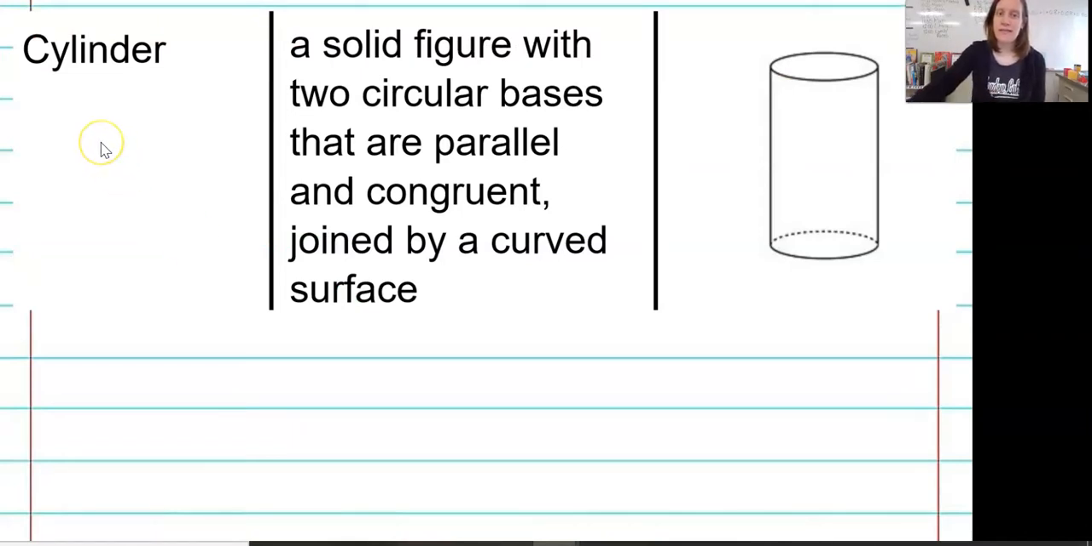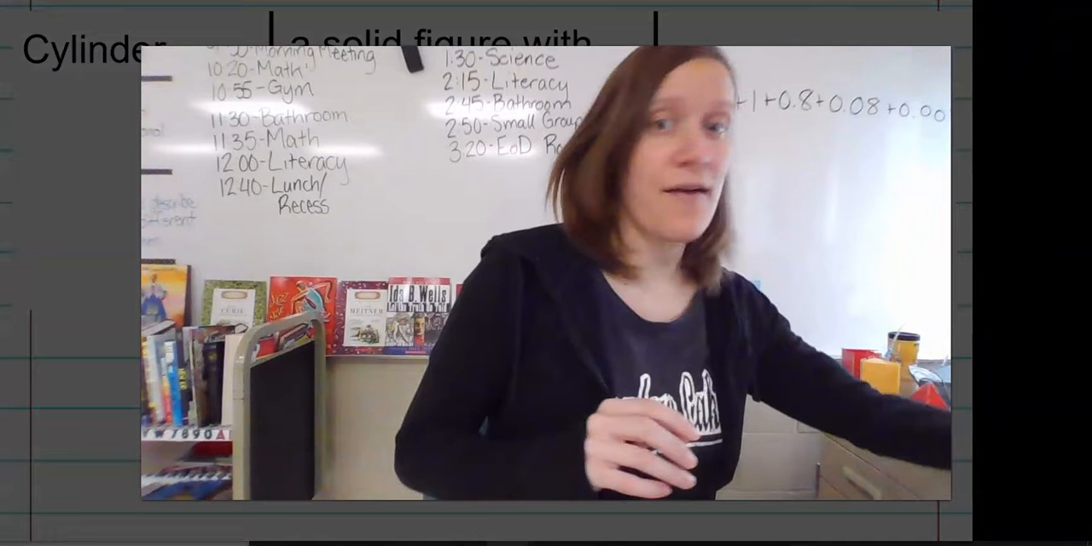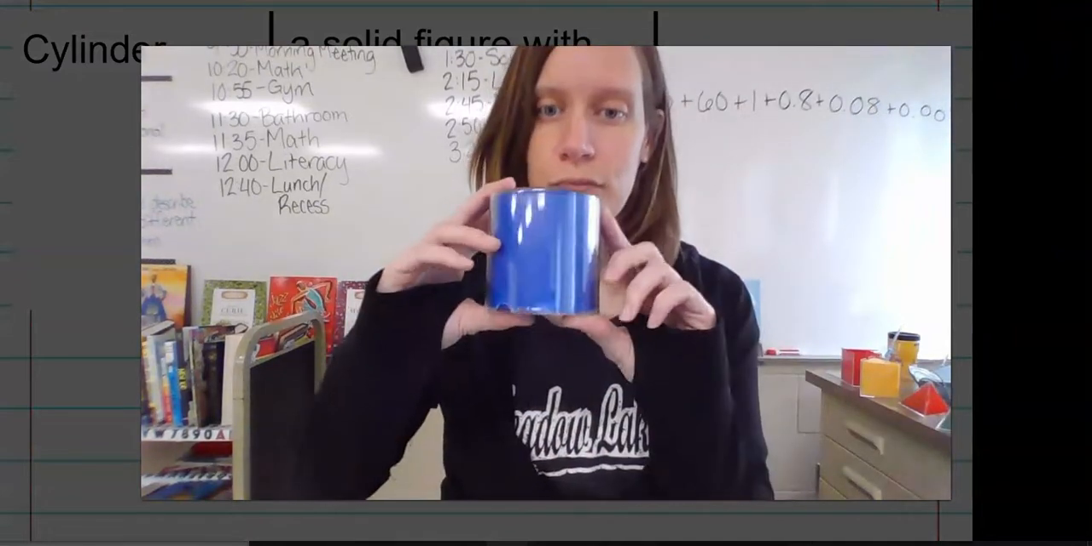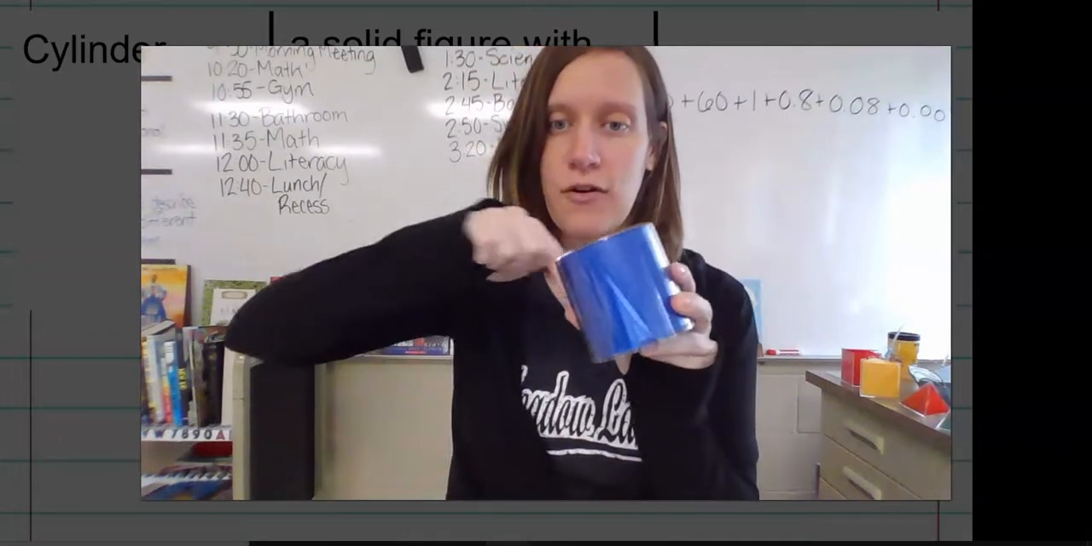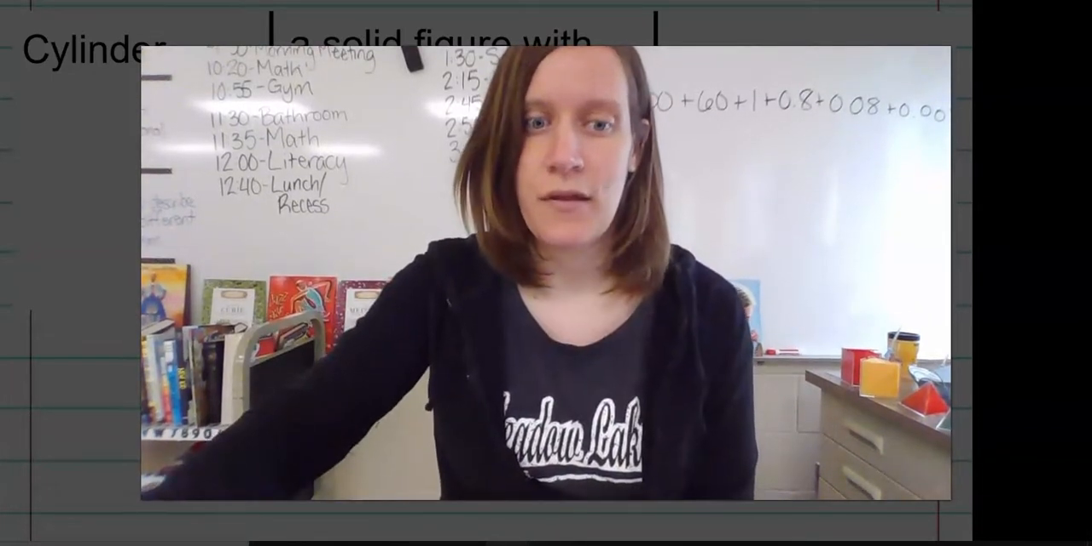The first one is a cylinder. A cylinder is a solid figure with two circular bases that are parallel and congruent. Remember, that means they are the same size and the same shape, and they are joined by a curved surface. So I'm going to show you that really quick. I have a cylinder right here. So this is a cylinder. It's got a circle for the bases, and it's joined by a curved shape. We're going to look at the net of this in just a moment.